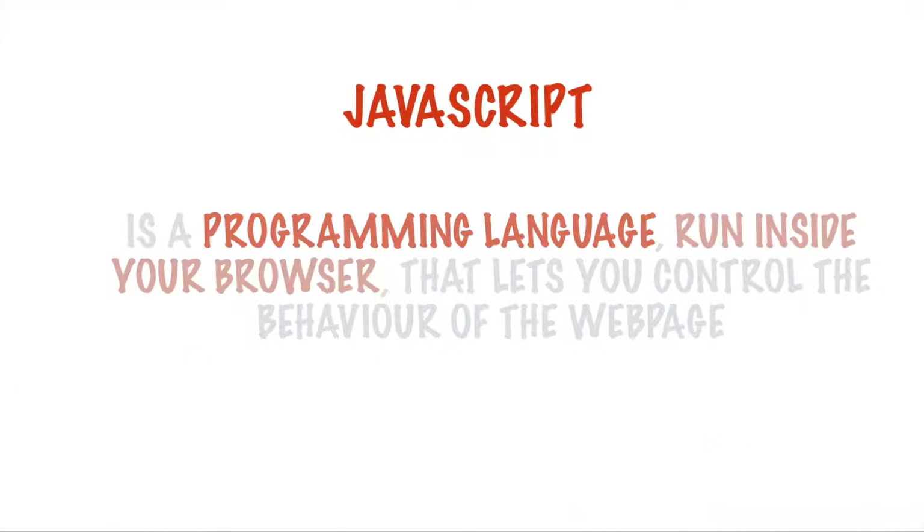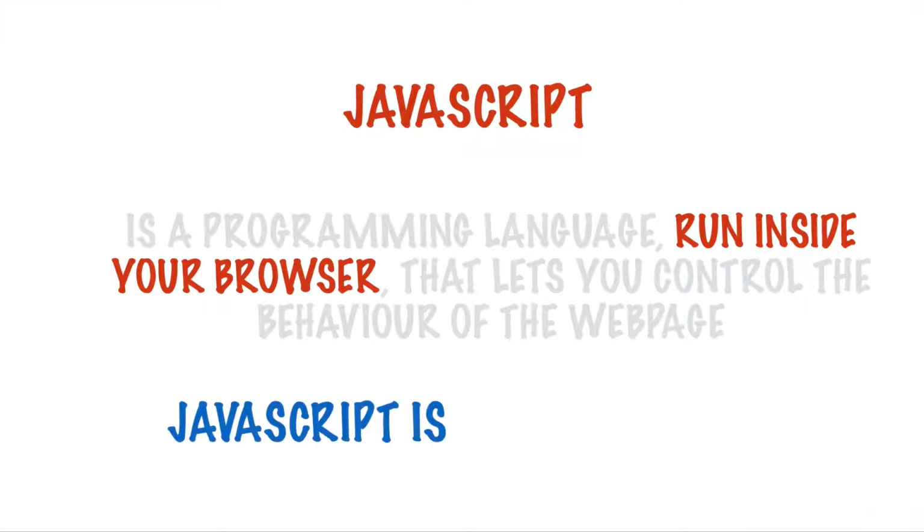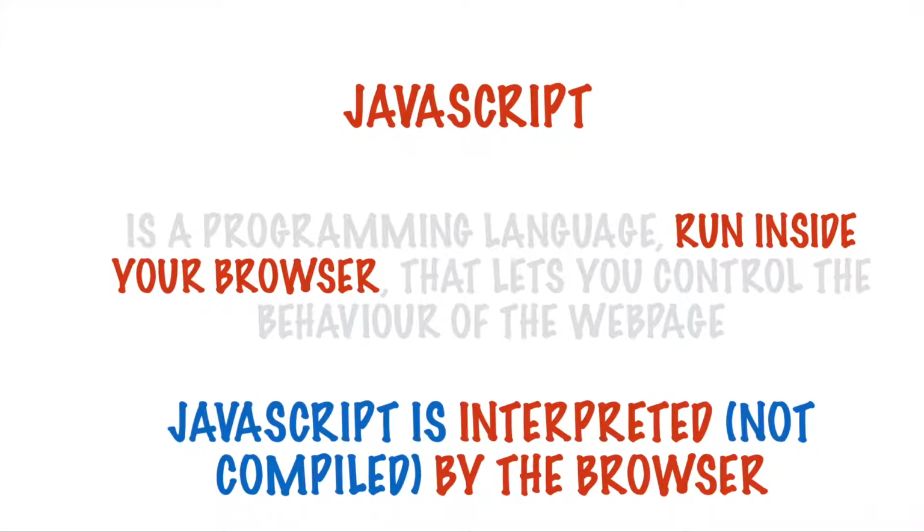So where does JavaScript run? JavaScript runs inside your browser. Your browser has all the information that it needs to run code written in JavaScript. Any additional data that it needs, it knows how to make requests to the server in JavaScript again and gets the response and then process it on the client using JavaScript. Another thing to understand is that JavaScript is interpreted but not compiled by the browser.